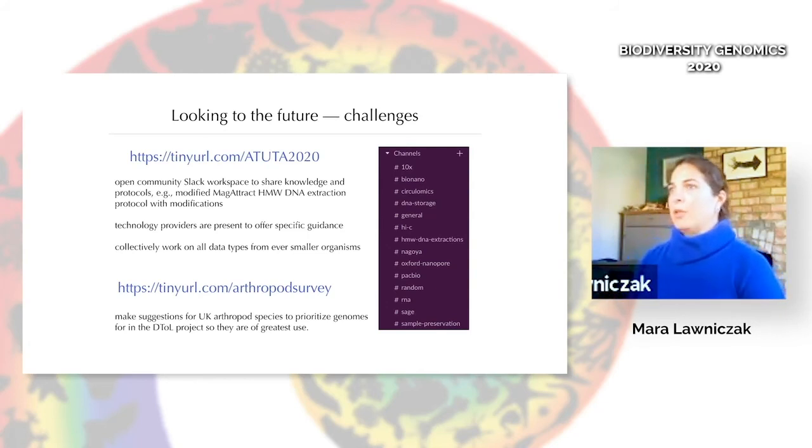When we learn something, we should share it as fast as we can. And there's a huge amount of research that's going to be required to get these data types that we need from ever smaller organisms. So how can we get Hi-C and RNA and high molecular weight DNA all from a tiny little midge? We have a lot of work to do.